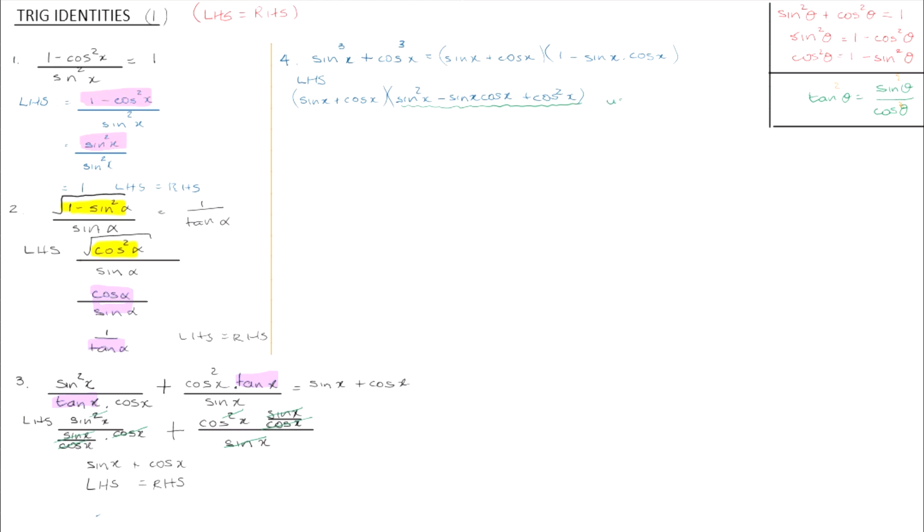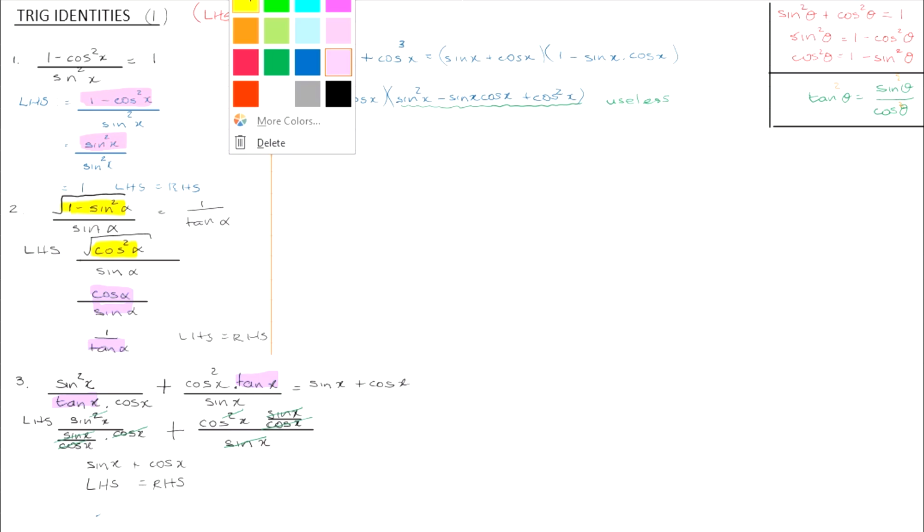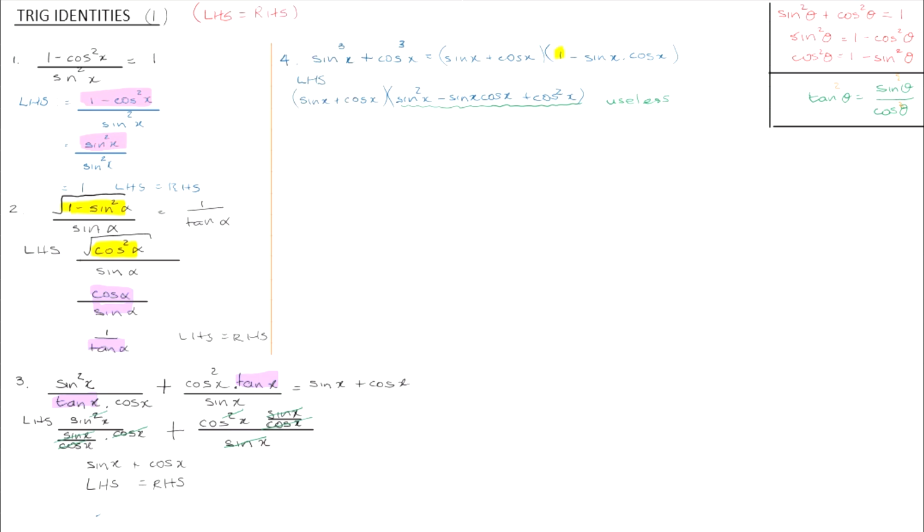So we call it useless, just to remind ourselves not to try and factorize it. Right, having a look at that, I have got almost what I need. I am just looking for the 1. So this 1 that I'm looking for on the right, I see sine squared plus cos squared. So that is going to give me the 1 that I'm looking for. And the rest has fallen into place. So that is sine x plus cos x.